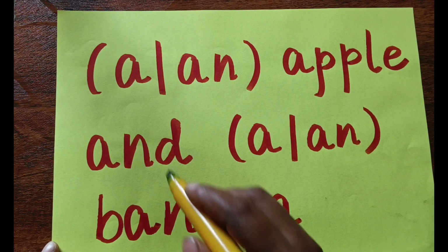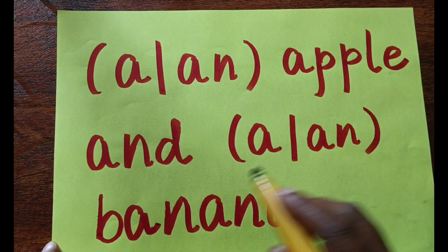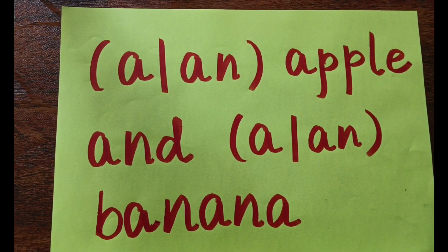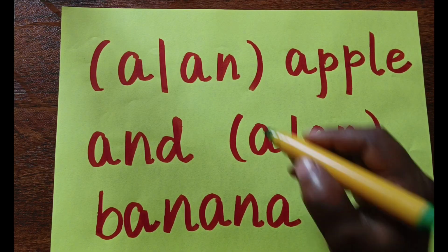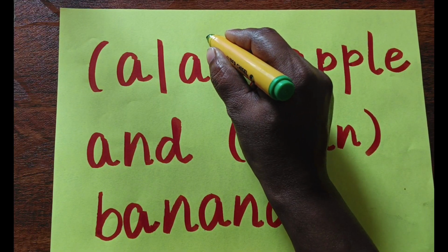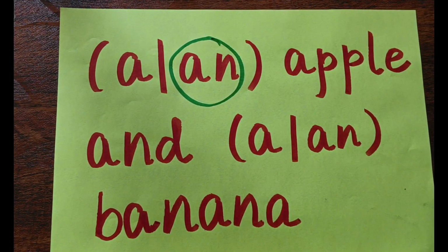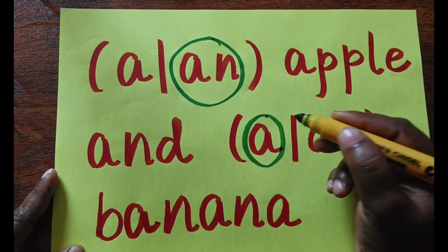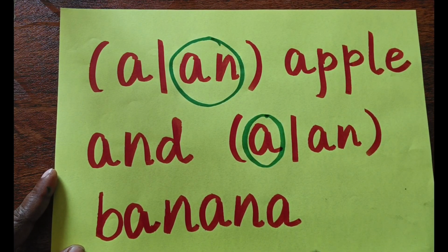The next one, an apple and an banana. Apple begins with a vowel, so we need to circle an apple. And banana begins with a consonant, so we need to circle a. So how to read this? An apple and a banana.